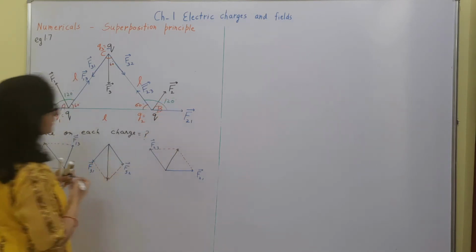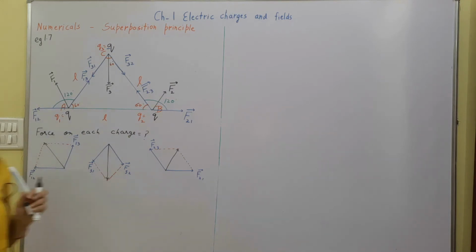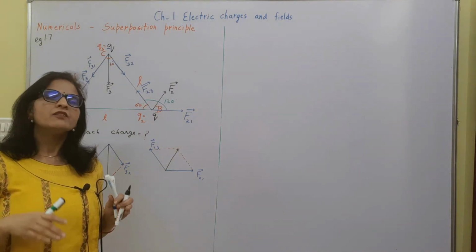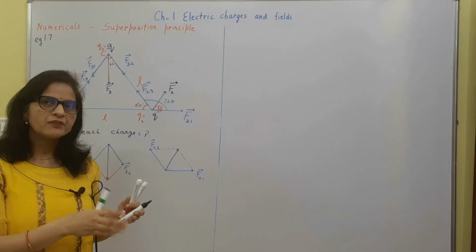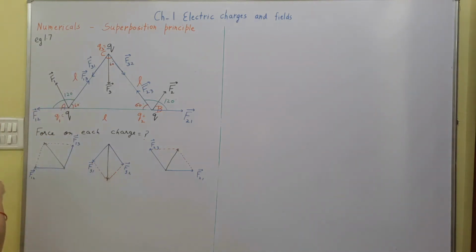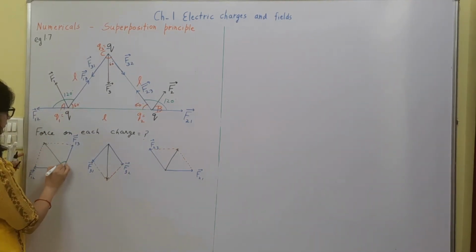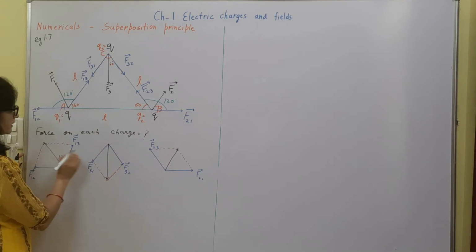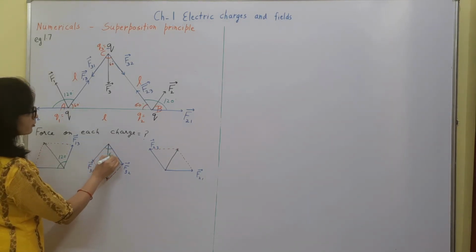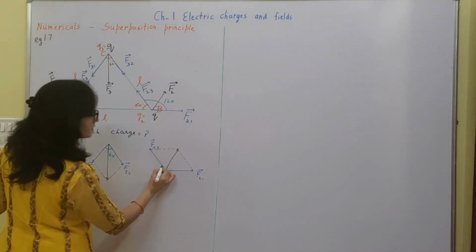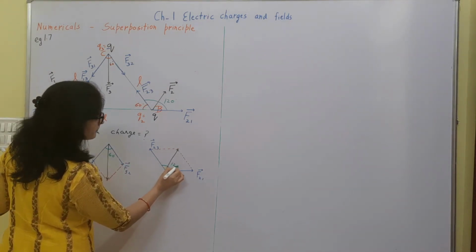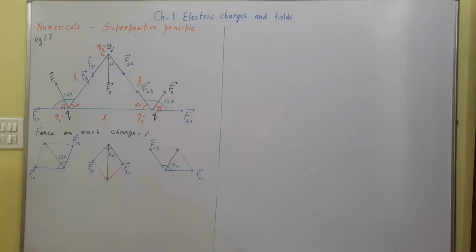Why have we written these angles? Because we know that when we use the parallelogram law of vector addition, we need the angle between the two given vectors. So in this case, we have got this angle between these two vectors, that is 120 degree, this angle between these two vectors, that is 60 degree, and this angle between these vectors, that is 120 degree. Now we need to write the magnitudes of F12, F13, F31, F32, F23 and F21.